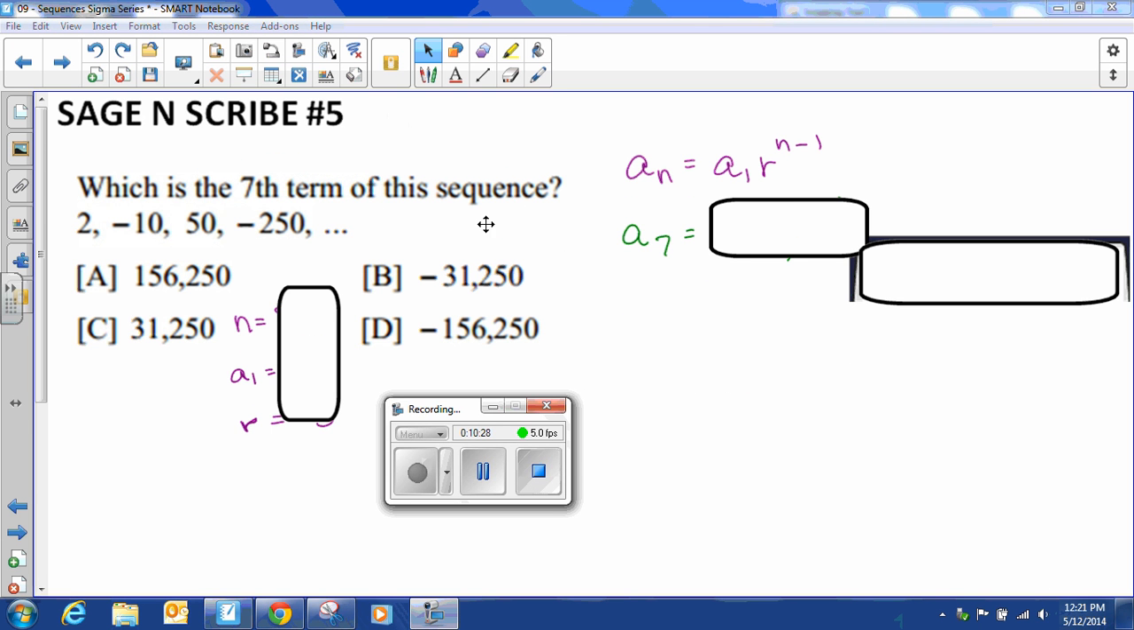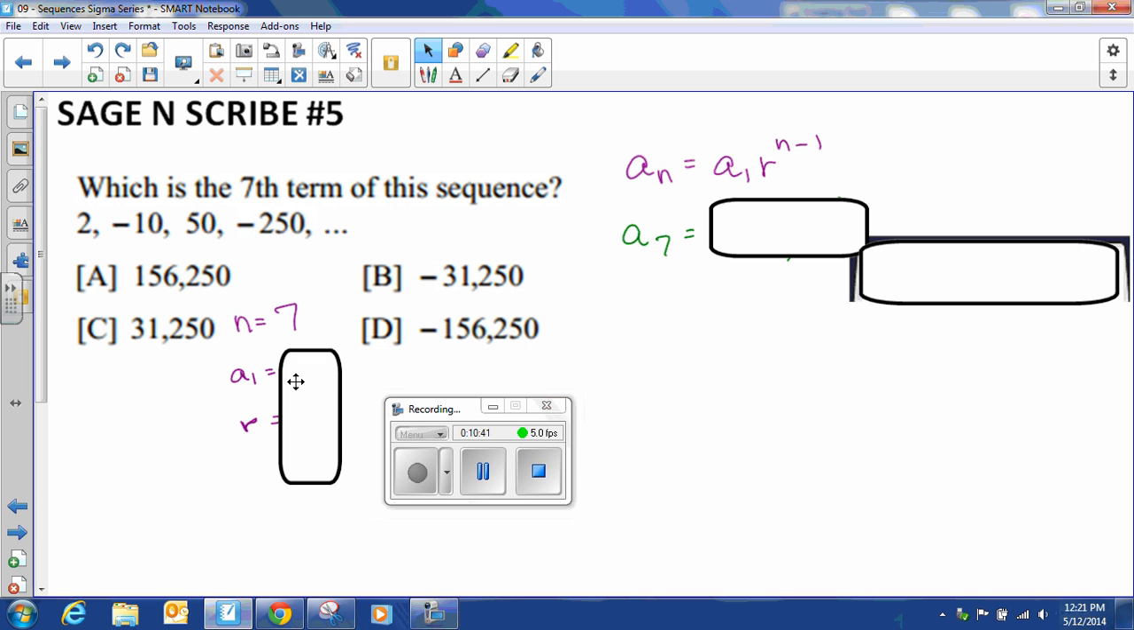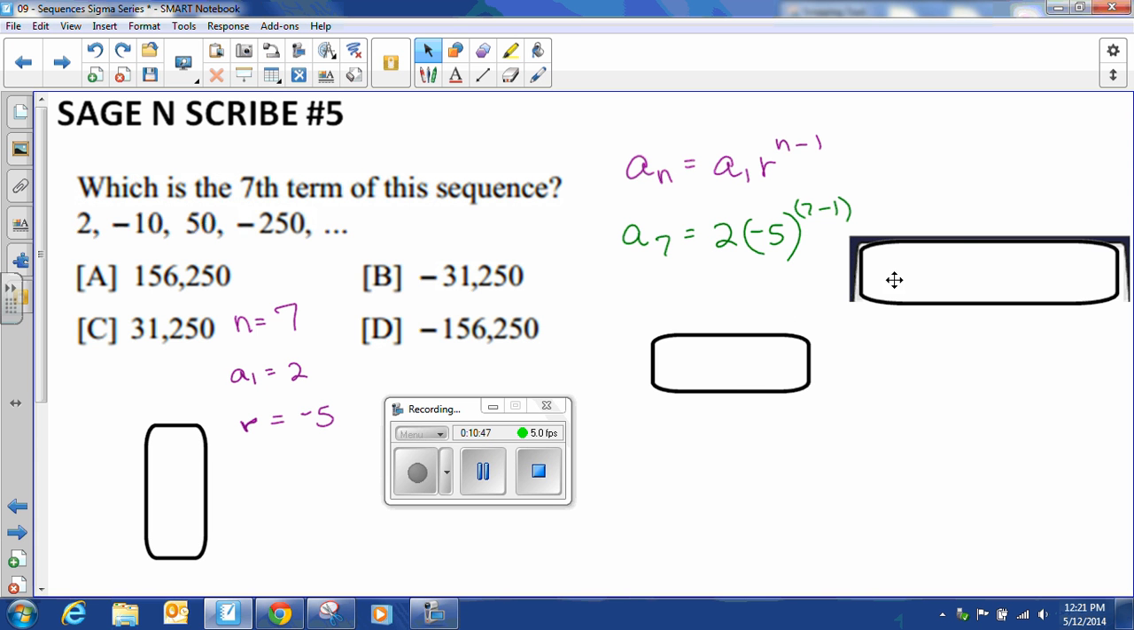Next, find the 7th term of this sequence. Again, they don't tell us whether it's geometric or arithmetic, but we can figure it out because this one alternates negative, positive. We know it must be geometric. They want us to find the 7th term, so n is 7, the first term is 2, and the common ratio is -5. Plug these into the formula.